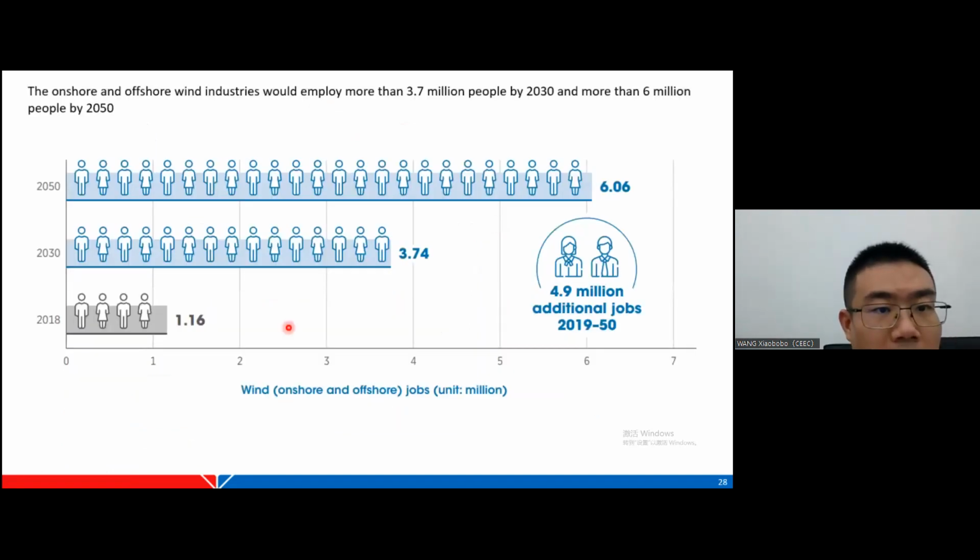Okay, we can also do something about this. The onshore and offshore wind industry have job creation. That's the beneficial side. As we can see, it can create more and more jobs for this.